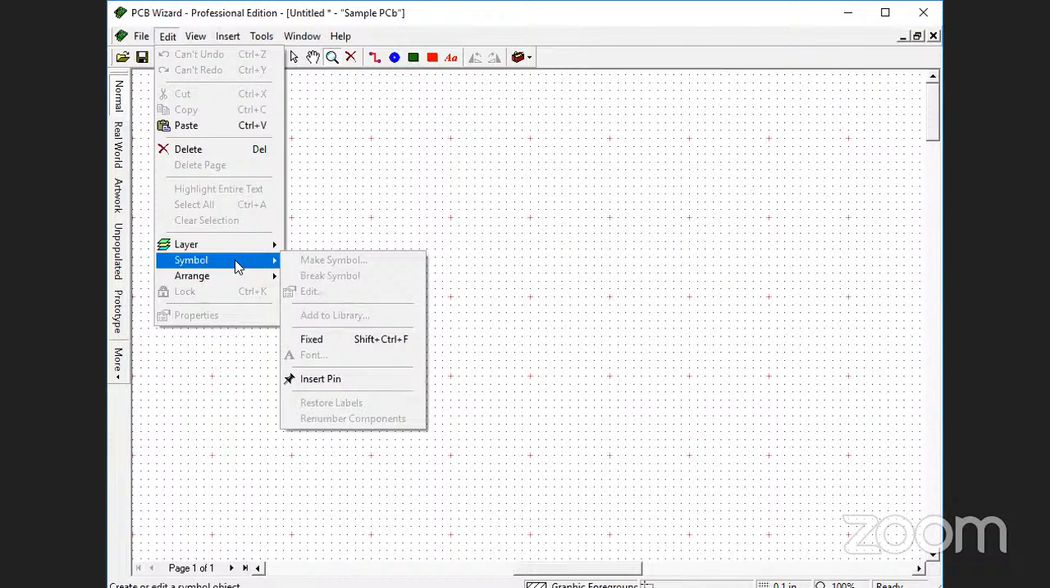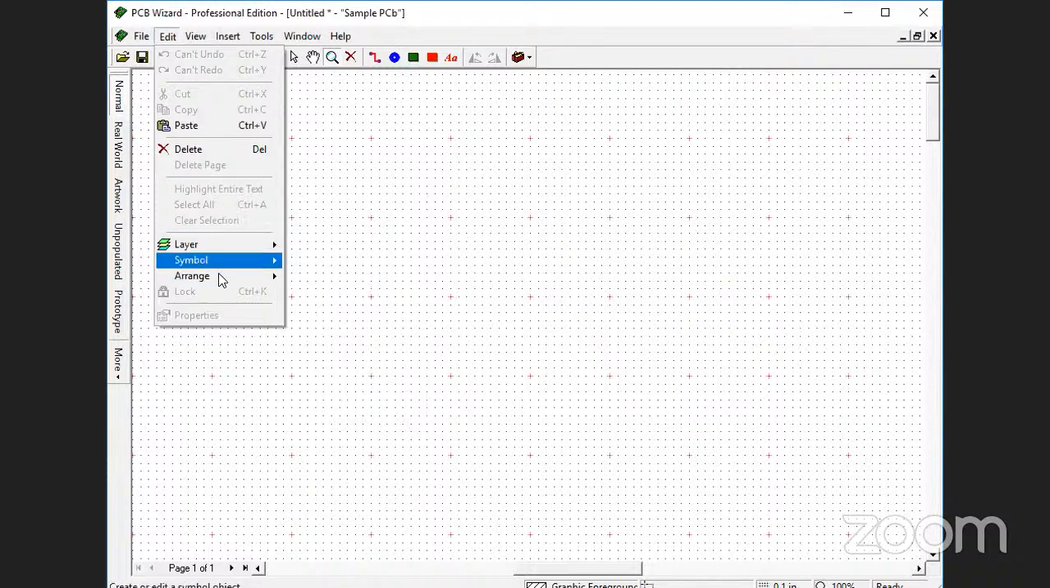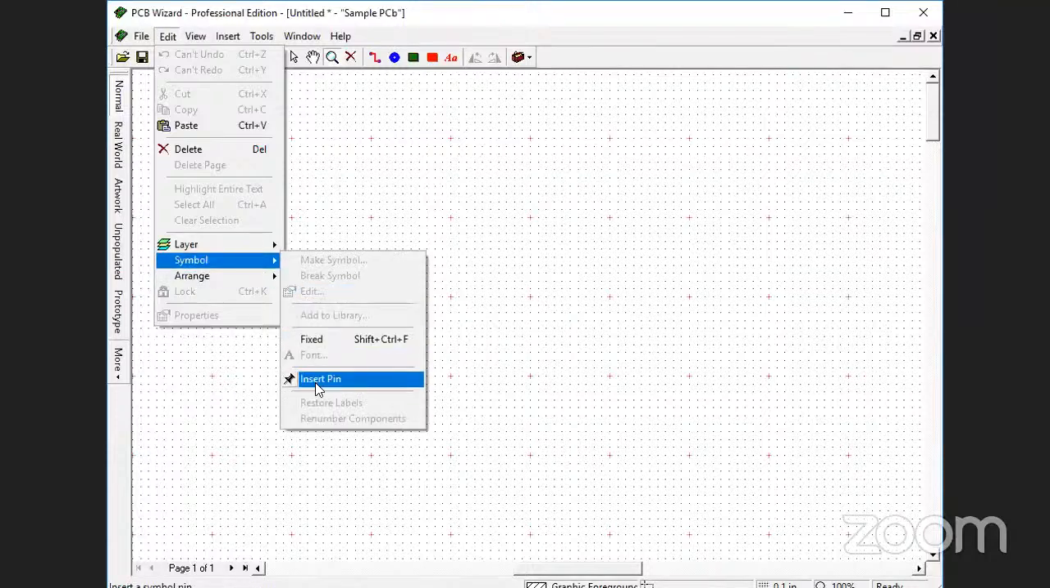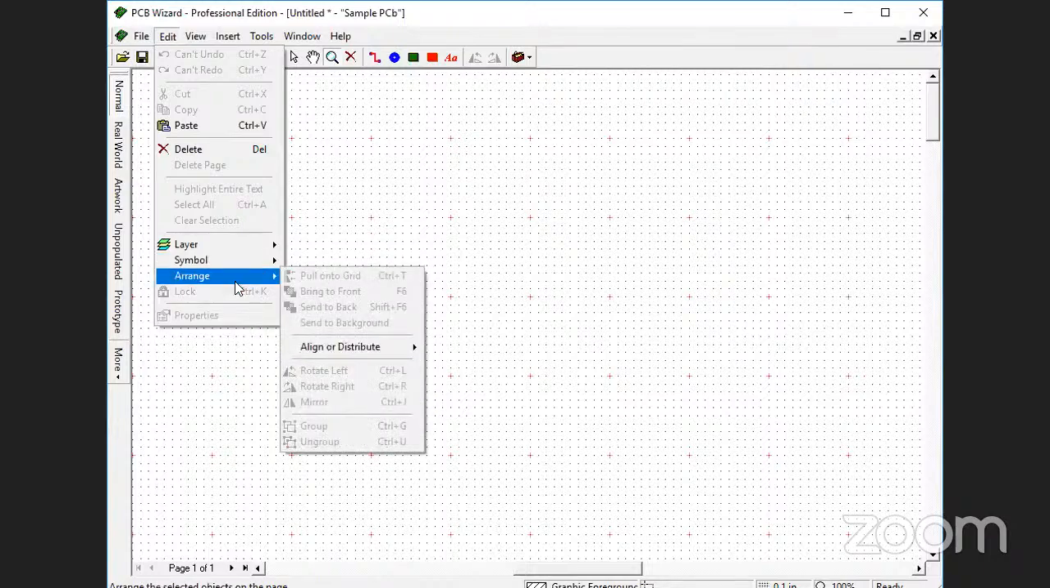So let's say symbol. What is a symbol? If I want to make any symbol or break any symbol, I can do it here. Edit any symbol, add to any library, I can add my new symbol, right? But that is for advanced users. If I want to fix or insert any pin, then I can do it over here, make a label, right? So many things are there. Let's say I want to arrange any part of the circuit component. Let's say I want to pull onto the grid. I want to bring that layer forward, component forward or backward, or align that component, rotate that component 90 degrees, right or left.